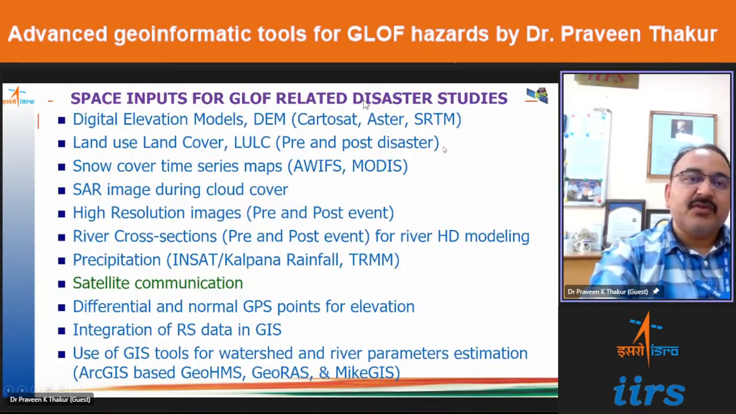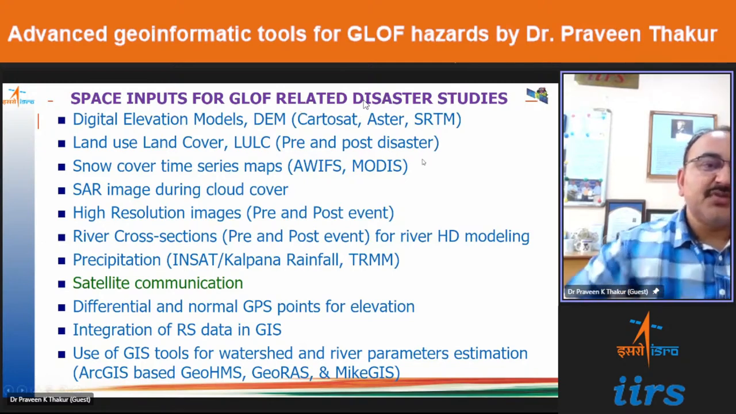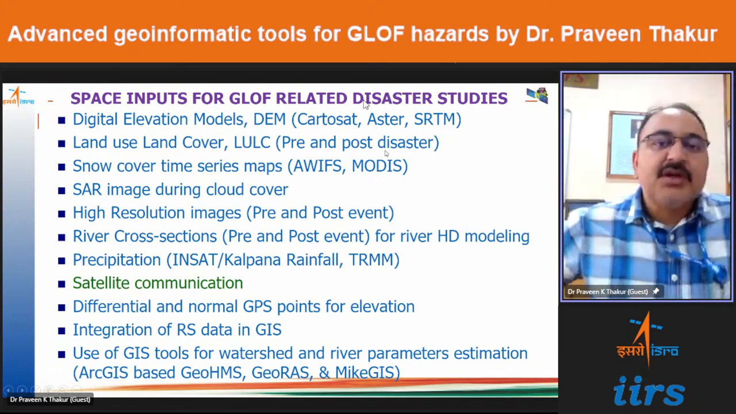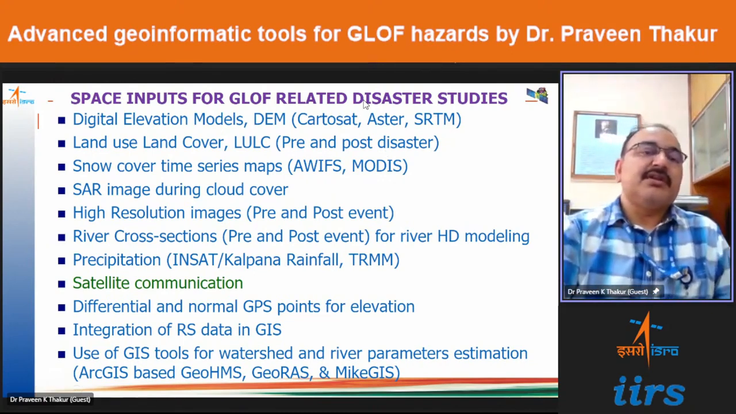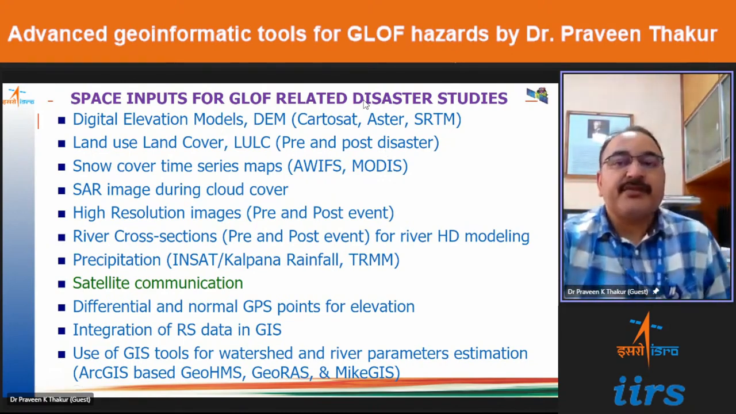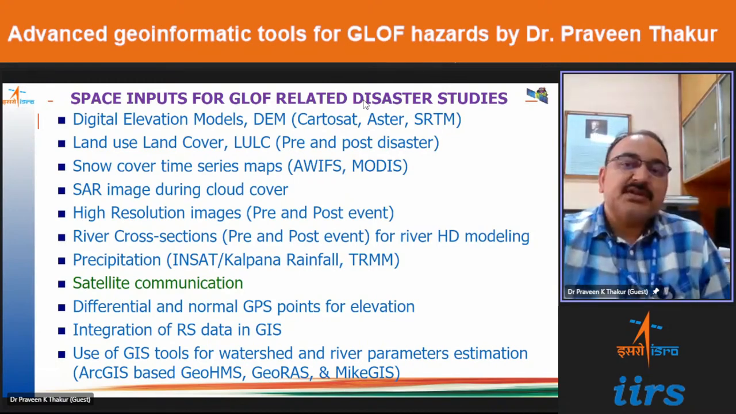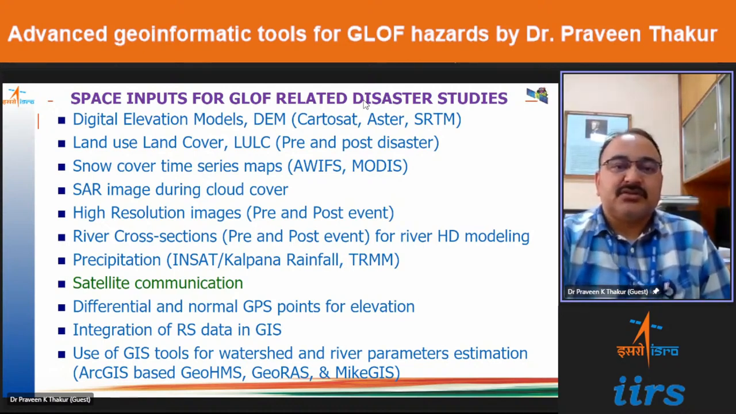So from the geoinformatics, or overall, if you see the space inputs for the GLOF related hazards, the first and foremost input is the digital elevation model. This digital elevation model will define the river topography or the water carrying capacity just downstream of the river, and also it will help you to quantify the volume of the glacial lakes. So that is very important.